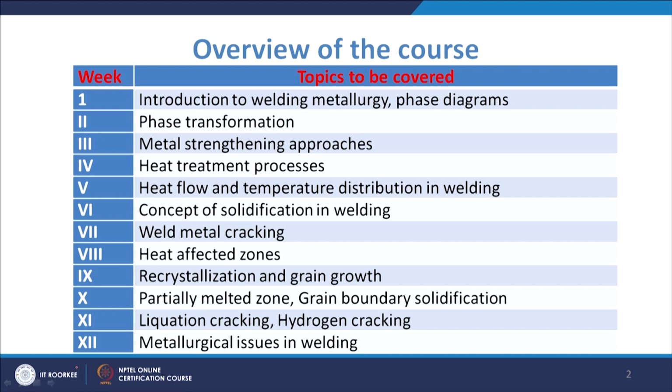Then heat flow and temperature distribution in welding. In that, we will talk about how the heat flow occurs during the welding process, how the temperature is distributed at different places, and how the temperature varies with time. That will give you an idea of the temperature gradient. Depending upon that, there will be microstructural changes, so that will be discussed.